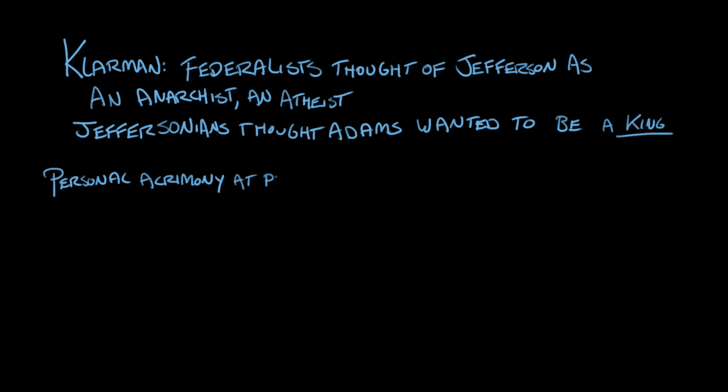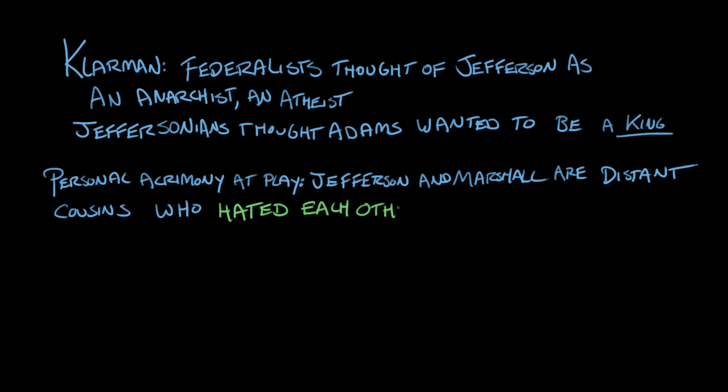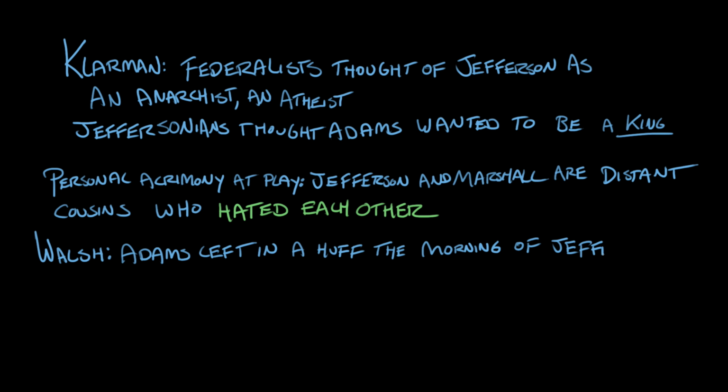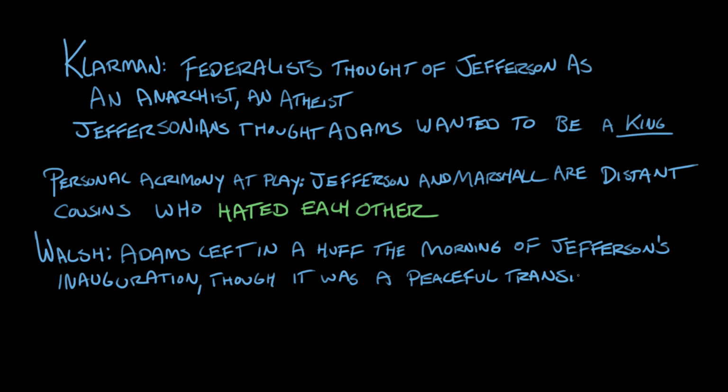Thomas Jefferson and John Marshall, both from Virginia, are distant cousins. They hate each other. John Marshall certainly didn't think Jefferson ought to be elected president in 1800. And Jefferson thinks that John Marshall, as Chief Justice, is trying to undermine the federal republic through his nationalist rulings on the Supreme Court. Well, it wasn't a pretty transfer. John Adams left in a huff the morning that Jefferson was going to be inaugurated. But it was, as you say, a peaceful transition. But the thing is, a lot of the issues that come with transferring power from one political party to another, these were new issues for the country.